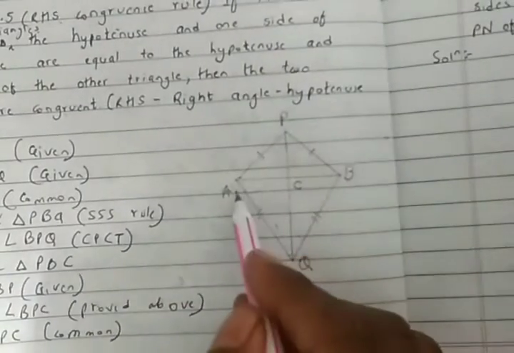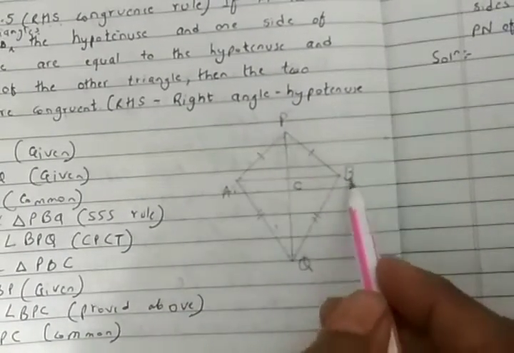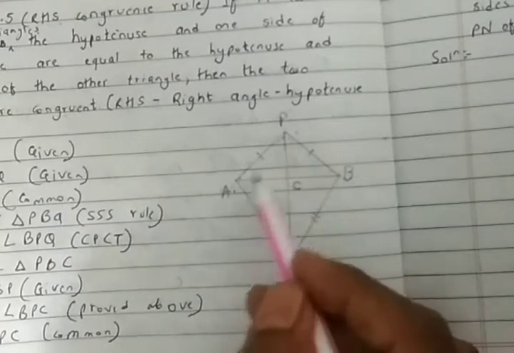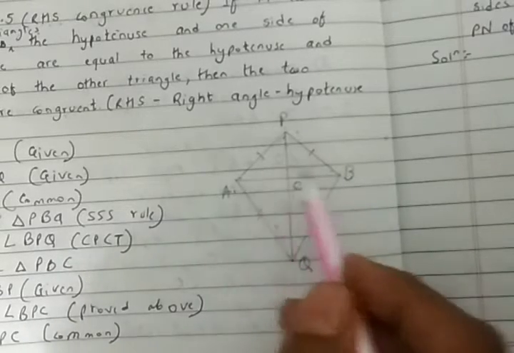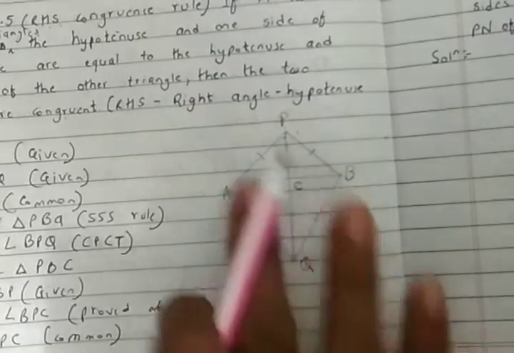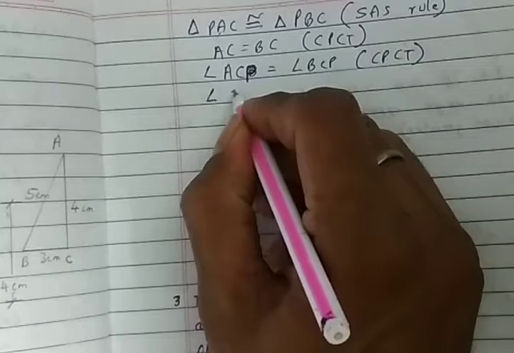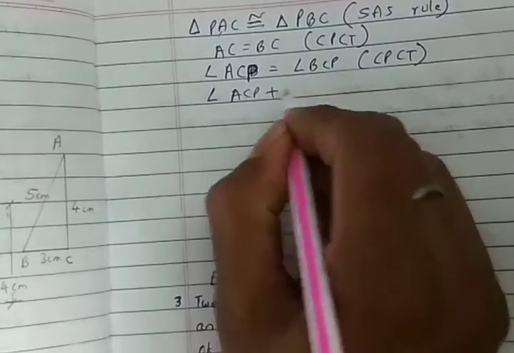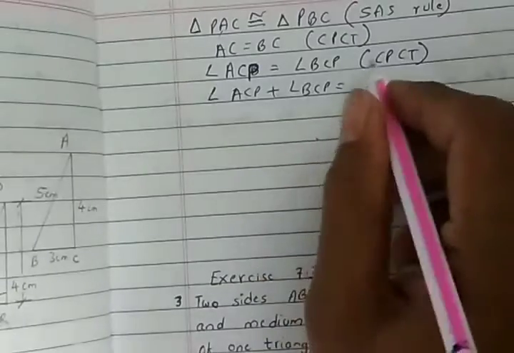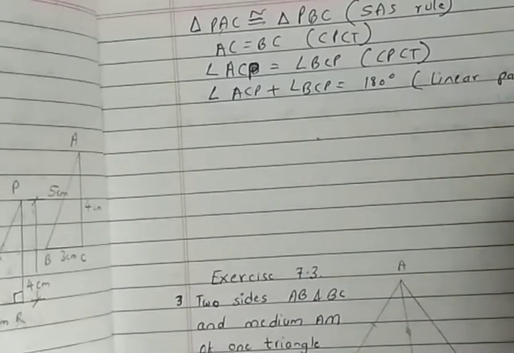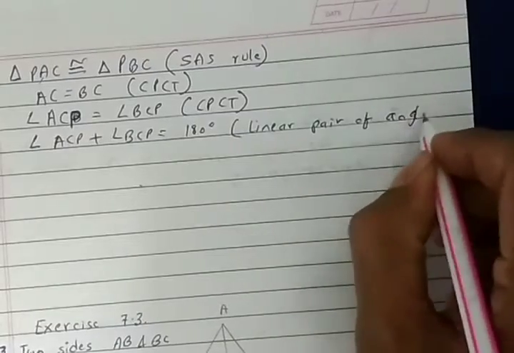Now we know that angle ACP plus angle BCP equal to 180 degrees, right? They are a linear pair of angles. If you look at these two, these two are a linear pair of angles. So you can write this as angle ACP plus angle BCP equal to 180 degrees, right? You have to write the reason for this. These are a linear pair of angles.